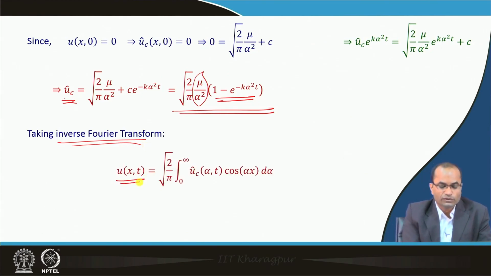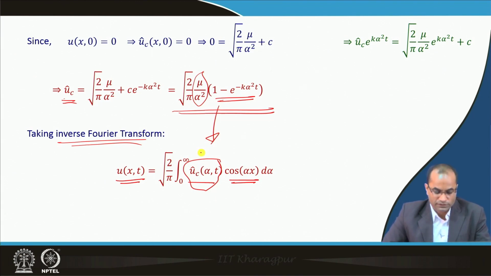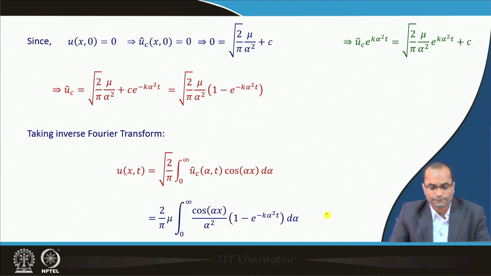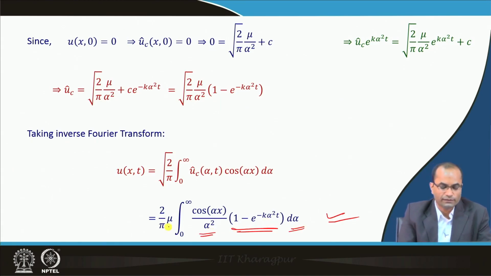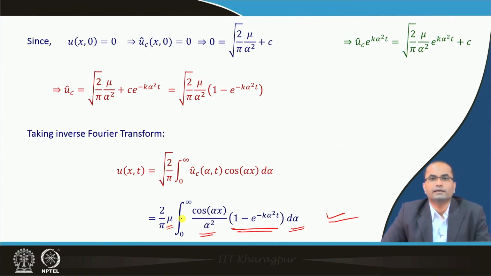So, we can write down this u x t in terms of this cosine transform, and we can now plug this value into this integral. So, we got cos alpha x over alpha square and 1 minus e power minus k alpha square t d alpha, and this mu over pi and 2 times.